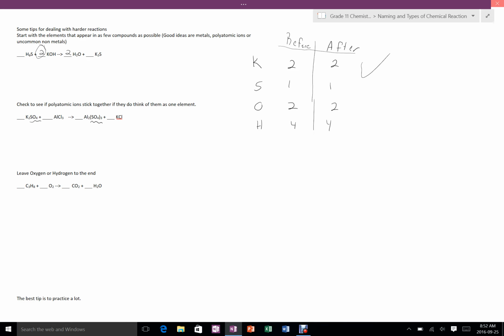If that's the case, it's usually a really good spot to start with balancing. Here I have 1 of them, here I have 3 of them, so that must mean I need 3 of these molecules to make this work. Now I have 3 sulfates going to 3 sulfates, so sulfate's done. Looking next, I'm going to balance the aluminums. Aluminum and aluminum, so I have 1 going to 2, so I'm going to have 2 of these molecules.